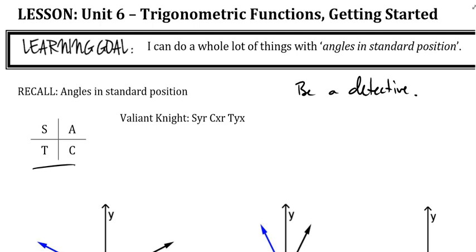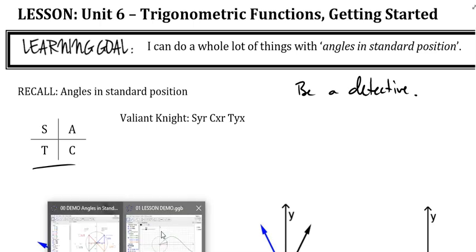Which of the ratios, sine, cosine, and tangent, are positive, and in which quadrant are they positive? So C is cosine, S is sine, T is tangent. What's the A? All of them. Why is that? Because go back to our demo.